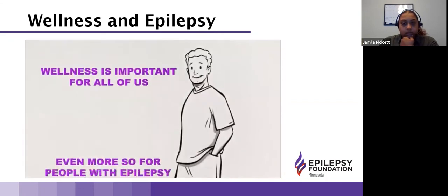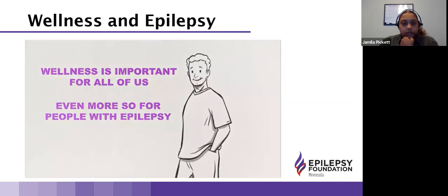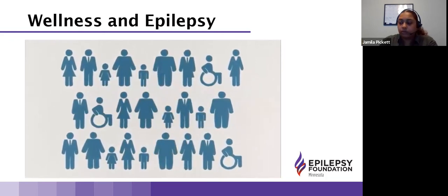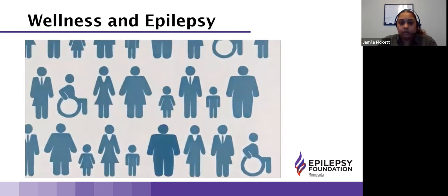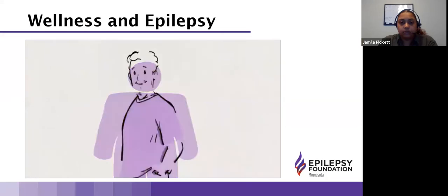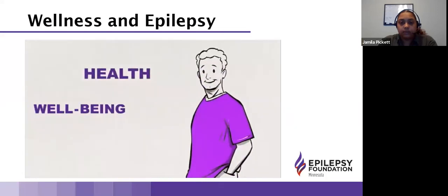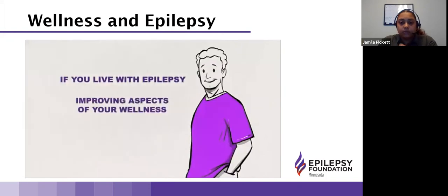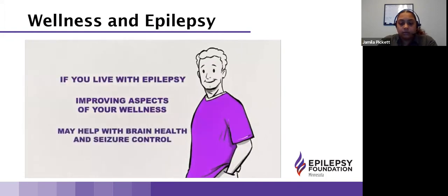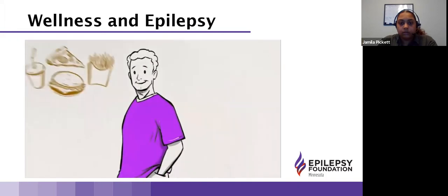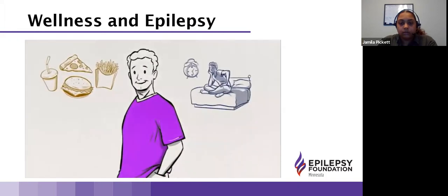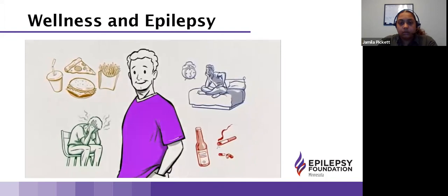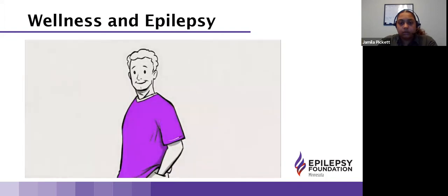Wellness is important for all of us, but even more so for people with epilepsy. Did you know that 1 in 26 people will develop epilepsy at some point in their life? A chronic health condition like epilepsy and its treatments can affect your health, well-being, and your daily life. If you live with epilepsy, improving aspects of your wellness may help with brain health and seizure control. Sometimes what you eat, not getting enough sleep, how you manage your stress, and other factors can affect your seizures, so it's important to pay attention to your daily habits and lifestyle.